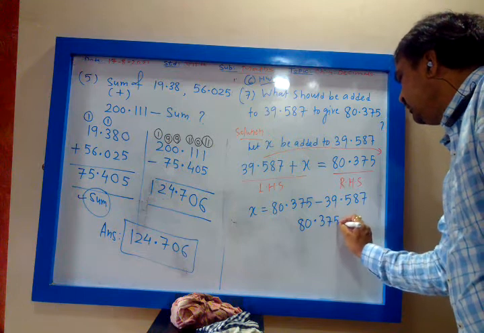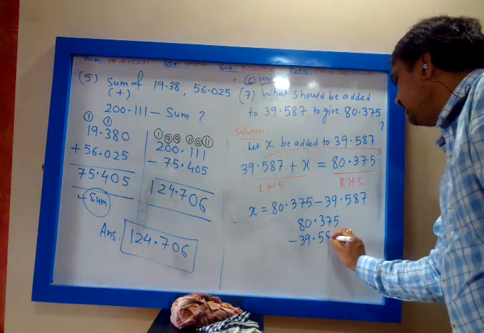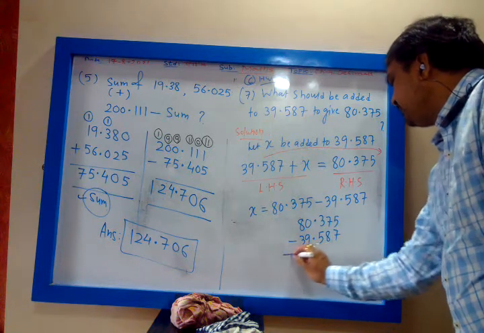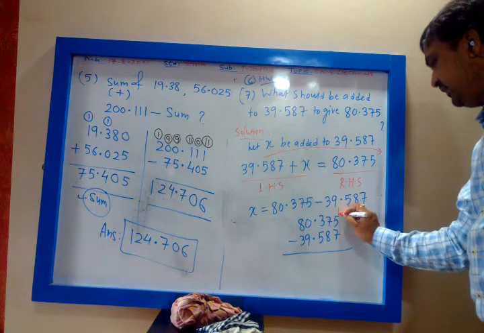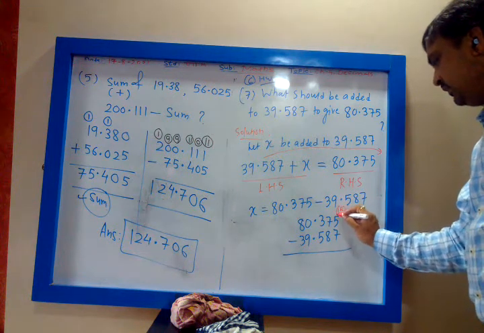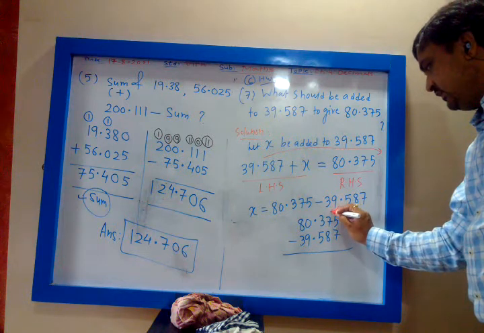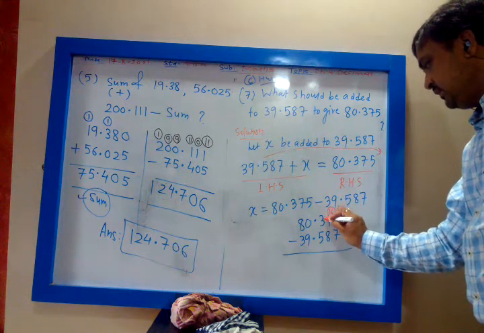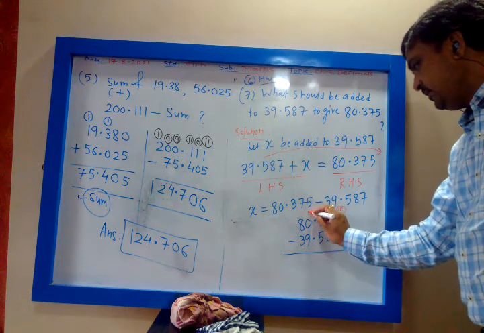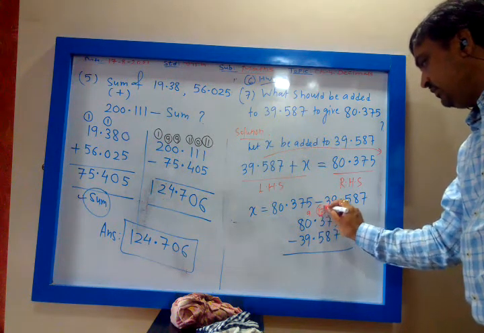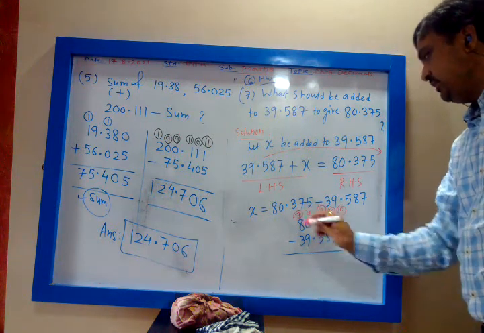80.375 minus 39.587. Let us subtract. We write them vertically. This is 5, so 5 will become 15. Then 6. 6 will become 16. 3 will become 2. Then 0 will become 9. 2 will become 12. Okay. Then 8 will become 7. Let us see what happens.